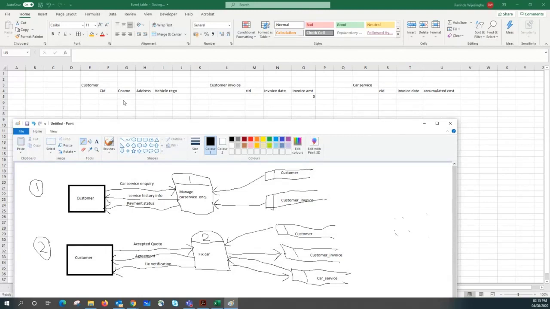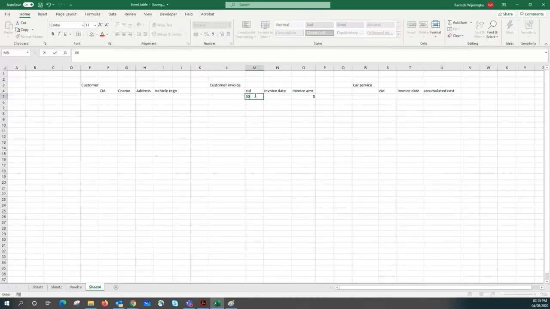Okay, this is custom ID, and then we put an entry, right? Custom ID, say 0001, this date, and invoice amount is 0 at the moment. When we finish, that means 0001, invoice date, probably another date. The accumulated cost is say $200, and we update here. Maybe you can put not 200, sorry, 300, because we have a profit margin as well, right?